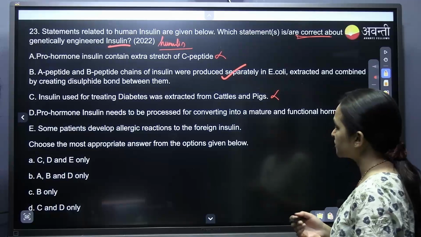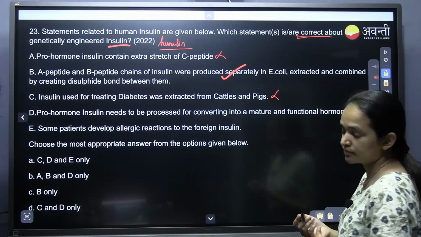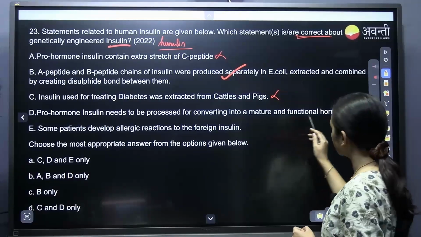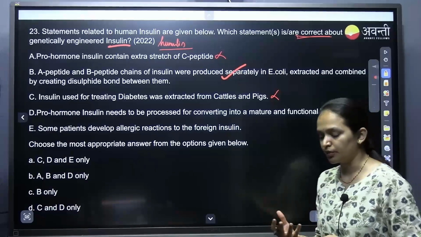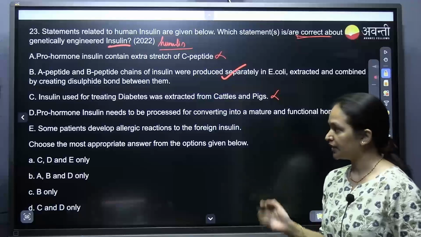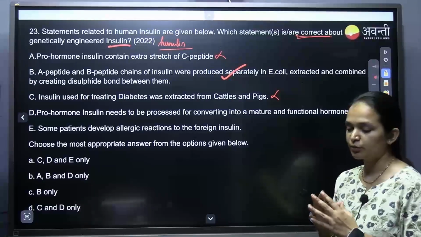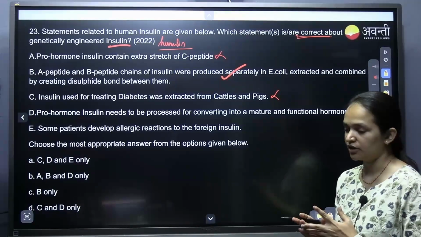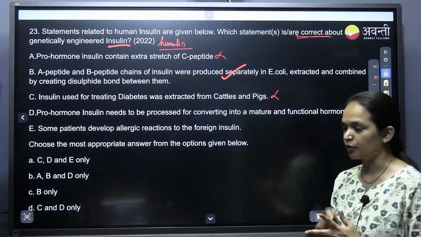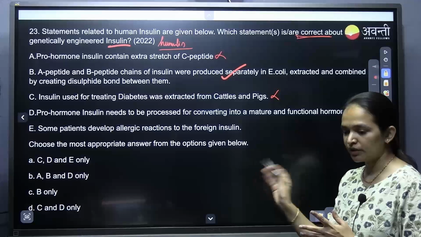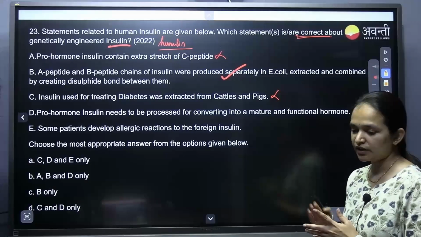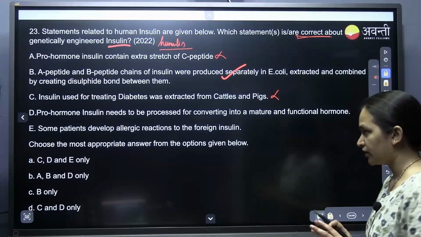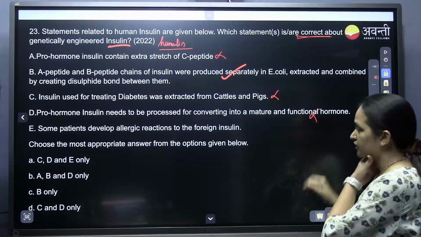Prohormone insulin needs to be processed for converting into mature and functional hormone. This is in normal humans who are not diabetic. First the pancreas produces prohormone insulin, which has A, B and C peptide chains. That is the inactive form. Later, in mature insulin, the C peptide is removed and only A and B are joined together with a disulfide bond. That is in the normal human being. Genetically engineered insulin has got nothing to do with that.